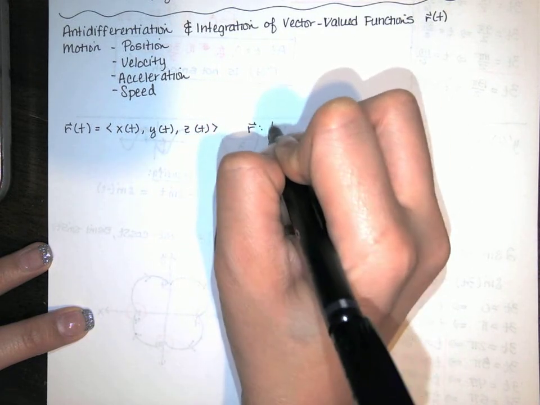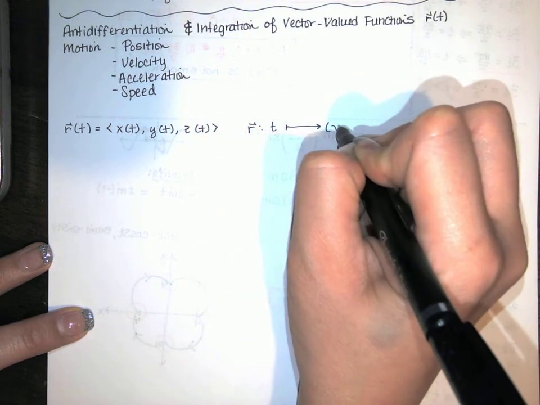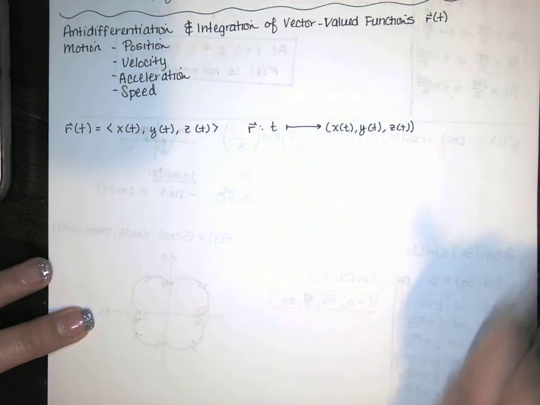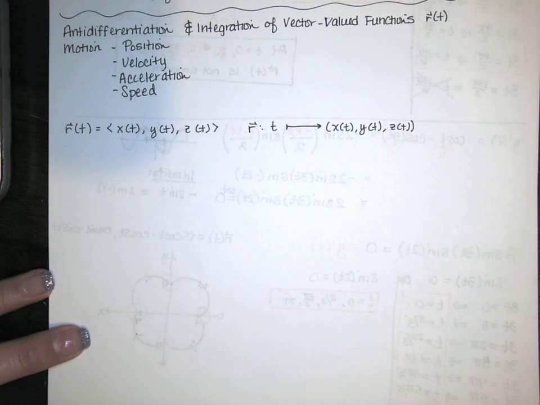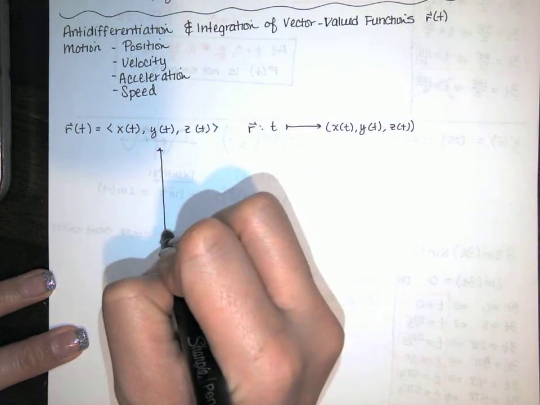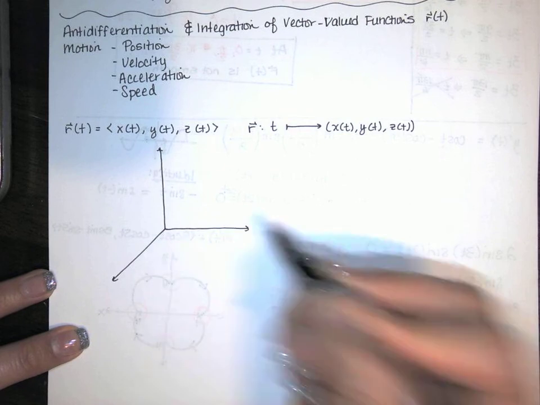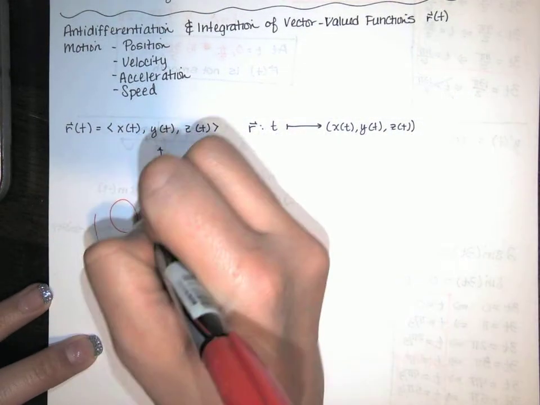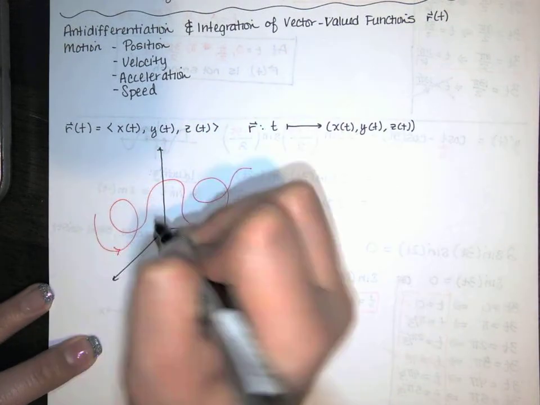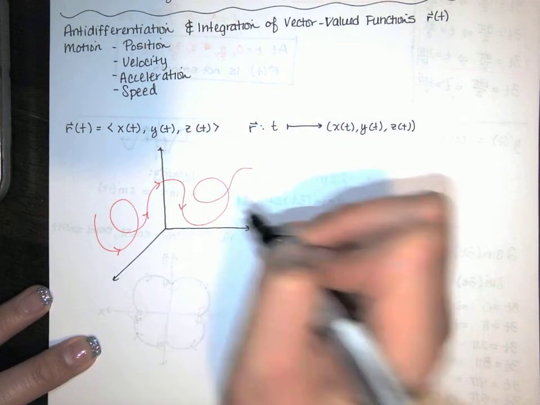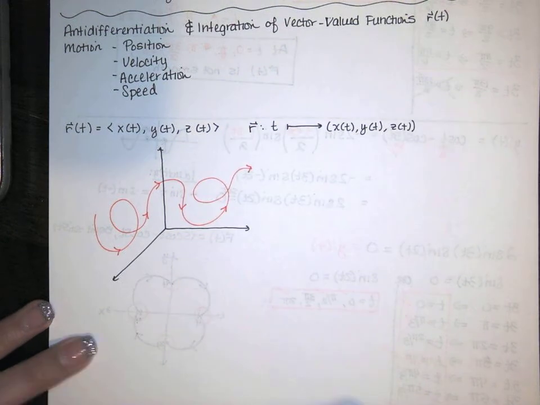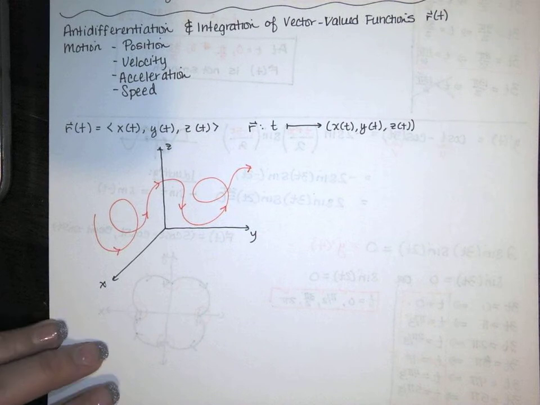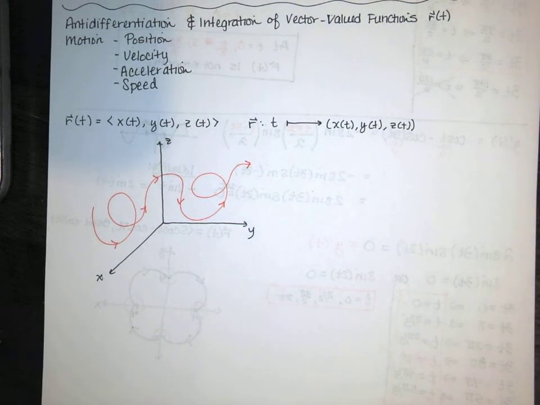r takes a real number t in the domain, and it's going to map it to a point, x of t, y of t, z of t. So maybe our curve looks like this in 3 dimensions. I always like to give it a lot of little loops. I think of a bee flying around or something like that. So we've got x here, y here, and z here.